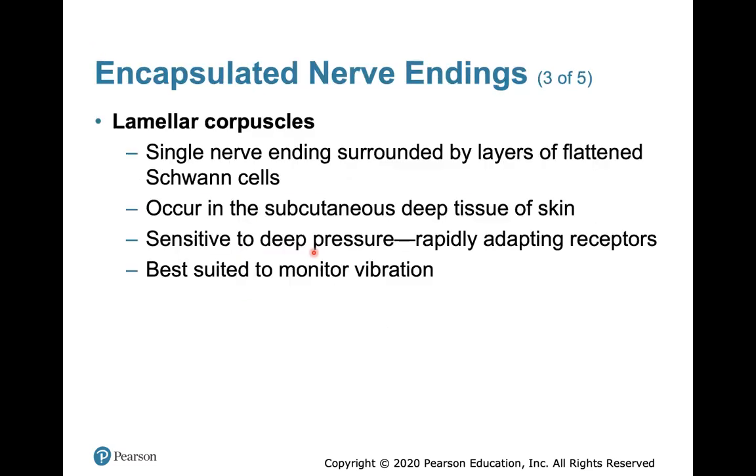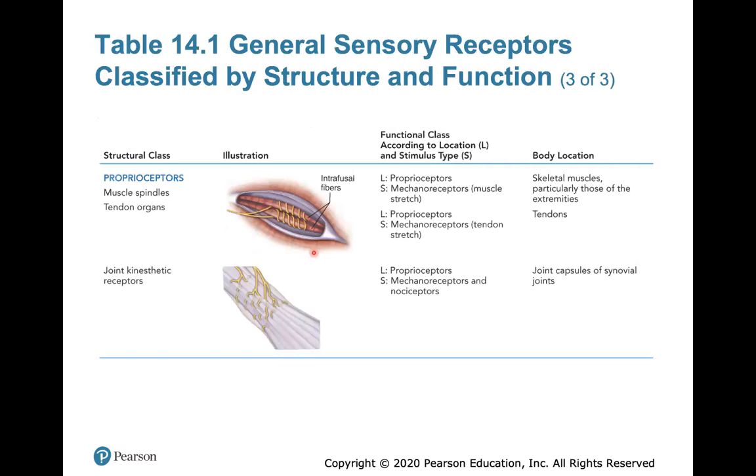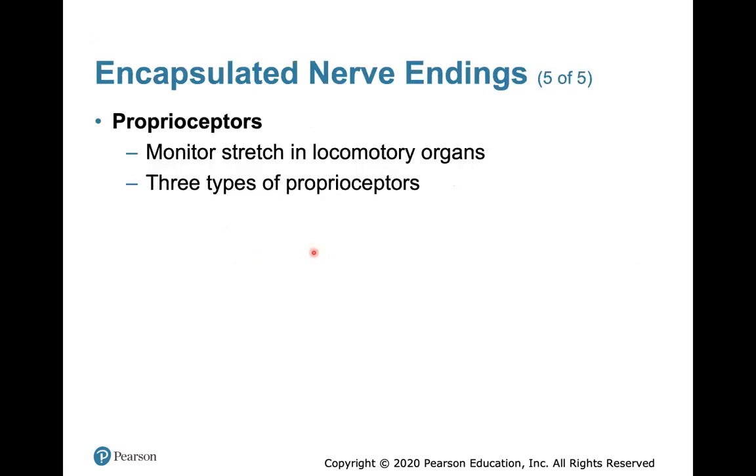Lamellar corpuscles are sensitive to deeper pressure, so they're best suited to monitor vibration, and they will be located in the deeper layers of the skin, the subcutaneous layer. Bulbous, you don't need to know, but proprioceptors, now these are muscle spindles. That's the big one that I do want you to know.